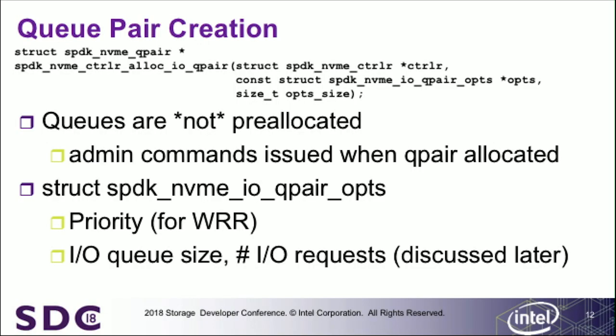And the reason we do that is because we want to do different options per I/O queue pair. So for example, if you're doing weighted round robin, you need to create different queues with different priority levels, and that's how we do it here. You can also do things like specify the size of the I/O queue, so it's the actual I/O queue that we're registering with the controller. And then also the number of what we call our internal I/O request data structures, and I'm going to talk about that here in a little bit.